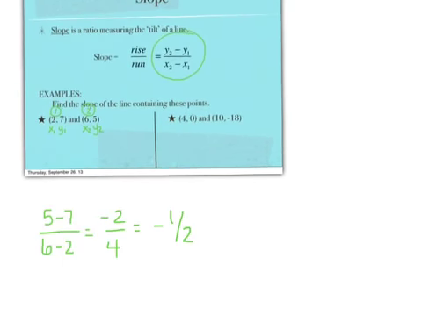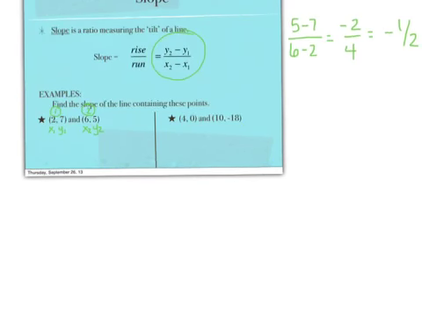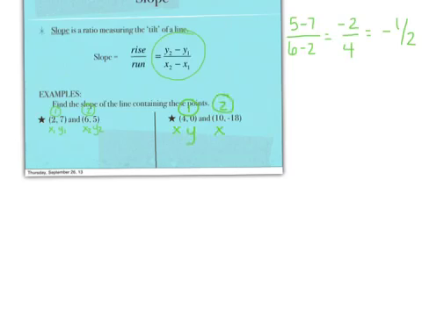Let's try another one. I'll put this one here so you can still see it. And now I've got 4, 0, and 10, negative 18. So again, I'm going to call this point number 1. I'm going to call this point number 2. I've got xy, xy. So y2 minus y1, I think I said that wrong before, would be negative 18 minus 0 over x2 minus x1 is 10 minus 4.